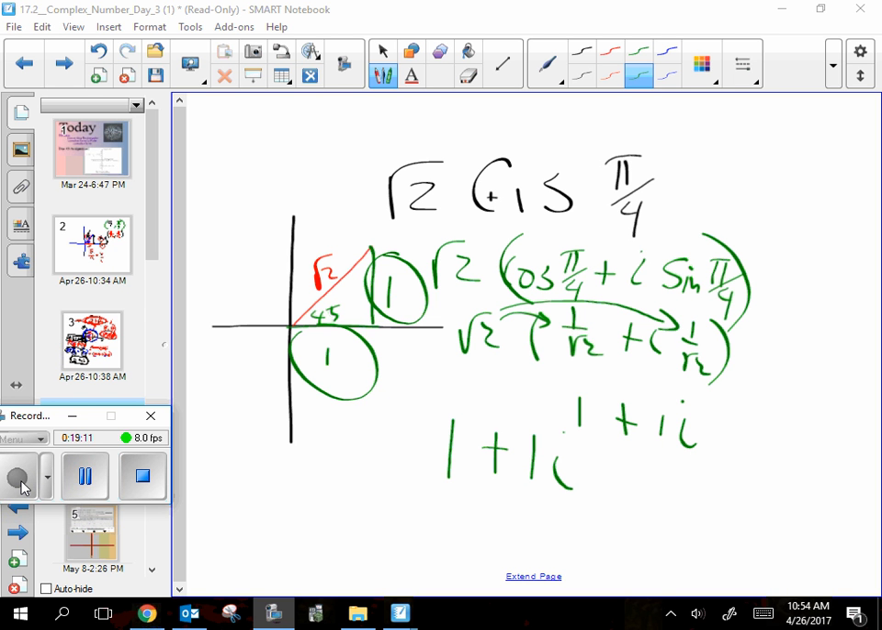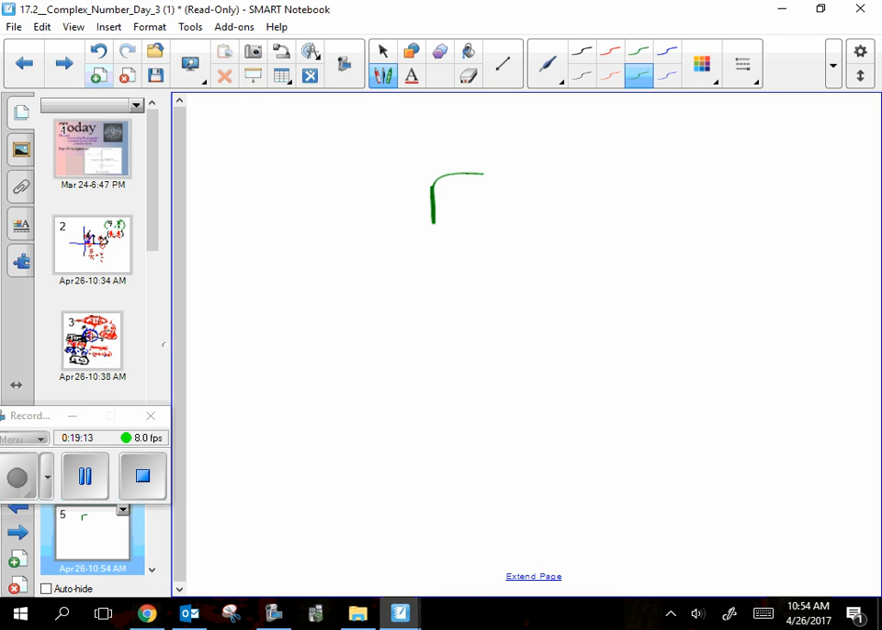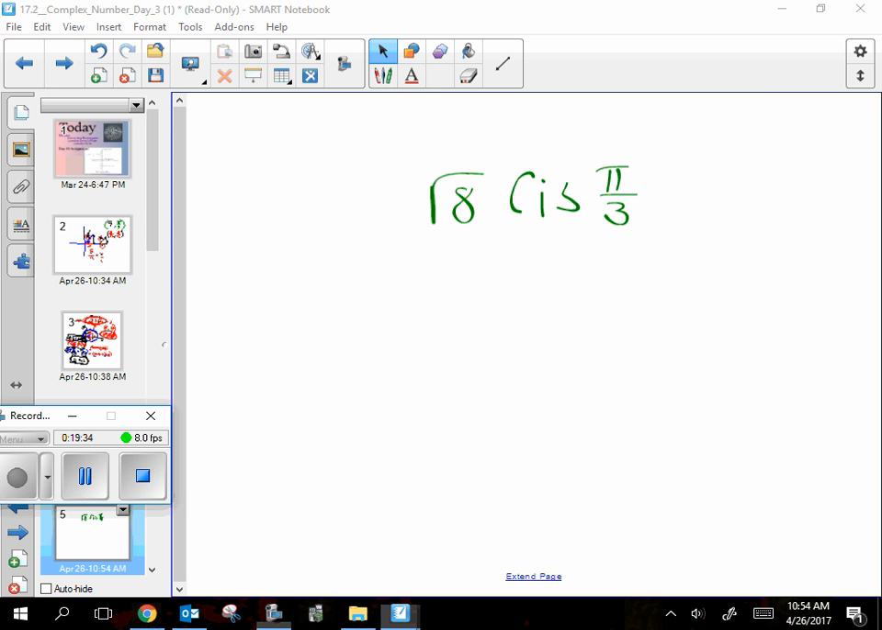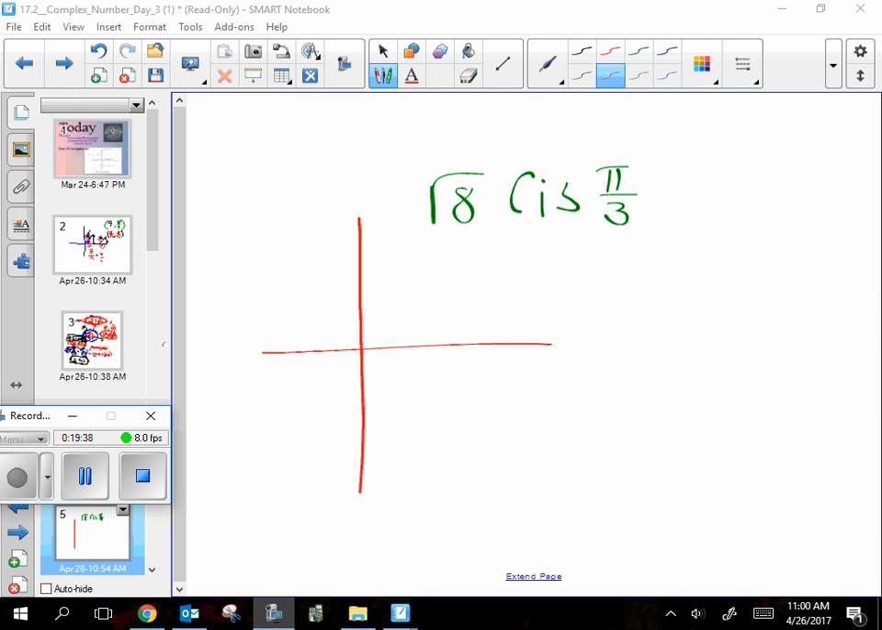All right, so let's do one more like that. I told you it would work with any square root, so let's go with square root of 8, CIS, and let's do it this time with a pi over 3. Draw the picture. Draw the picture, it's going to be so much easier. I hope you drew a picture.